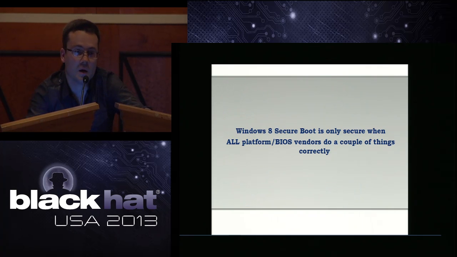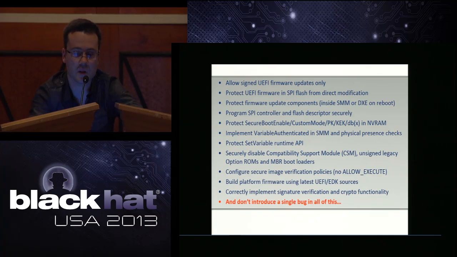So based on that picture, you can conclude that Windows 8 secure boot is only secure when all platform vendors and BIOS vendors do a couple of things correctly. They allow signed UEFI firmware updates, only signed updates. They protect the UEFI firmware in SPI flash from direct modification. They protect the firmware update components, because since you sign updates, you have to protect the code that does the update, either in the SMM or early in the DXE phase, right? They program the SPI controller and the flash descriptor correctly.